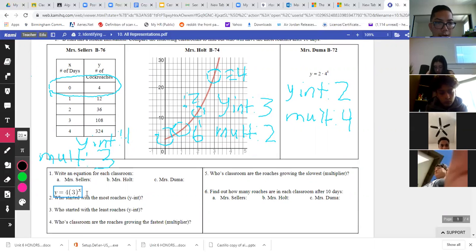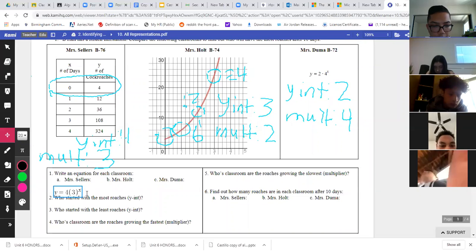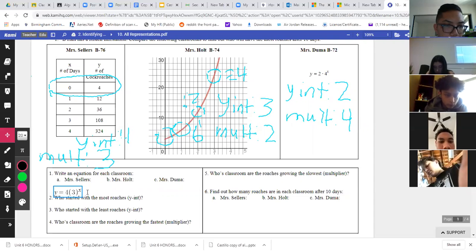Someone in my period 1 asked, how do you do that power of x? You could use shift 6. It's the caret button, and it puts everything to the top. Okay. So you see, once again, the y-intercept is first.